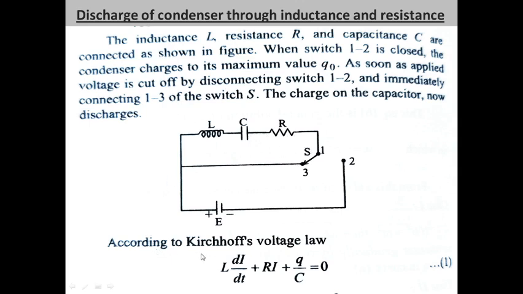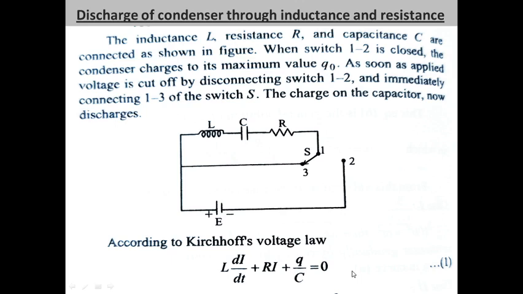Now according to Kirchhoff's voltage law, the sum of the voltage across inductance, voltage across resistance and voltage across capacitance is equal to the applied voltage, that is E. So L di by dt plus Ri plus Q by C is equal to E, and here we are studying the discharge, that's why the source of EMF is disconnected, and the value of E is 0. That's why we get the first equation, L di by dt plus Ri plus Q by C is equal to 0.